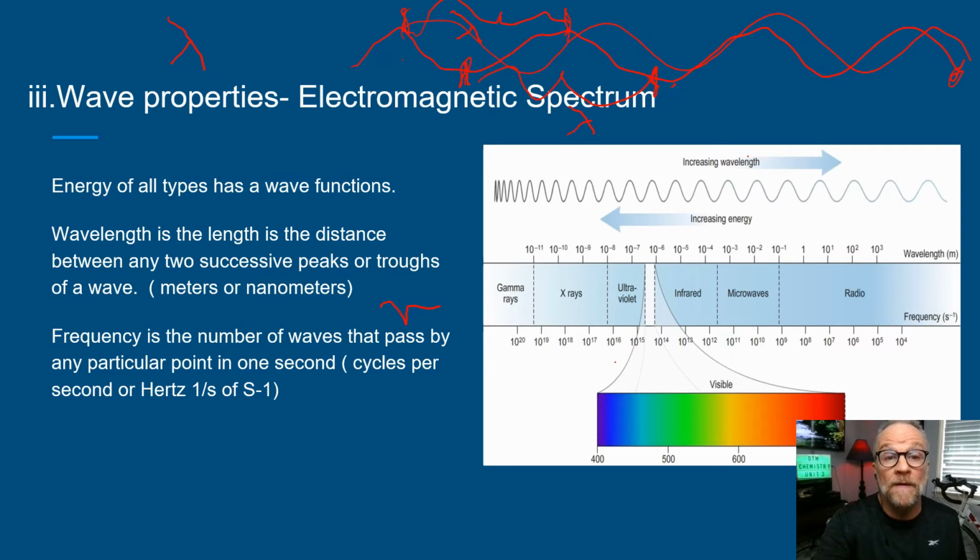And you'll notice here that the units of this are cycles per second. Sometimes they call this hertz. If you think of radio broadcasts, they say it's so many megahertz. That tells you the frequency of the emission of the radio waves. The units for wavelength are meters or nanometers.